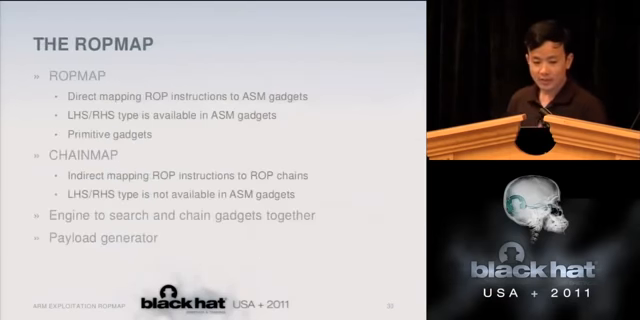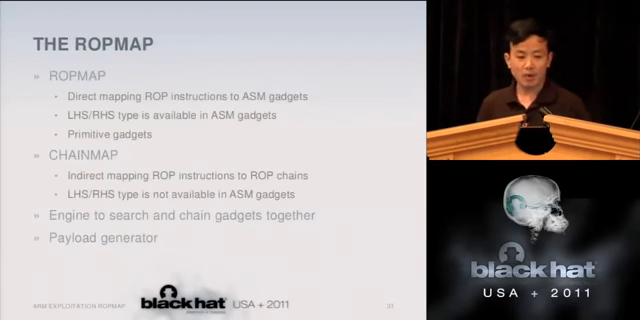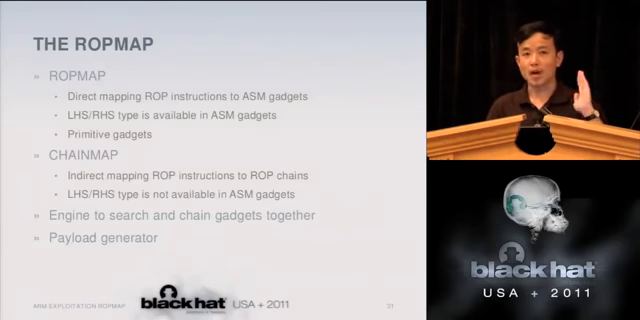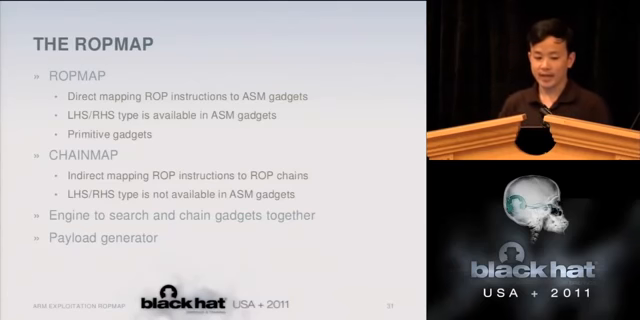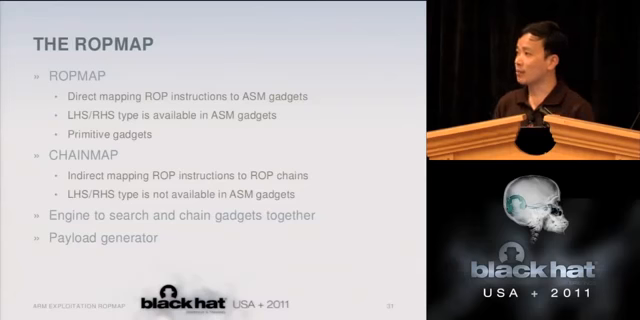So our implementation, what we call ROPMAP. Here we define ROPMAP as just a direct mapping from ROP instruction to assembly gadget. For example, from one ROP instruction to one or more assembly gadgets. And what we map it to is just primitive gadgets, what we call simple and short gadgets that are available in most binaries.